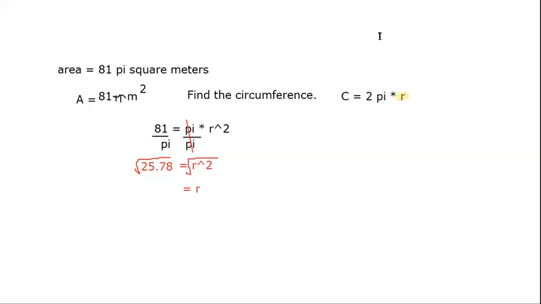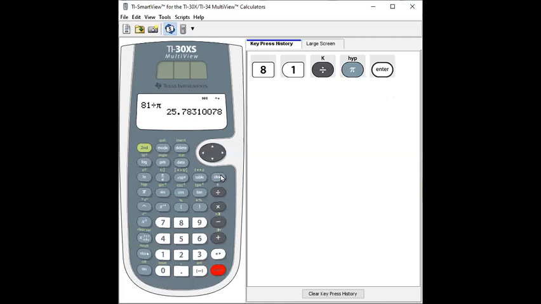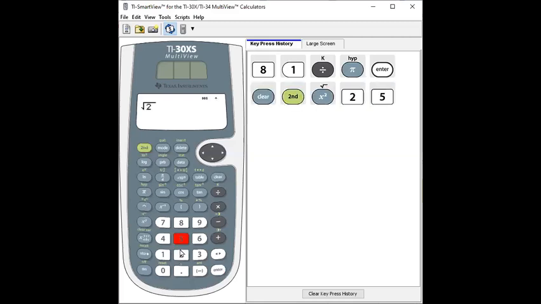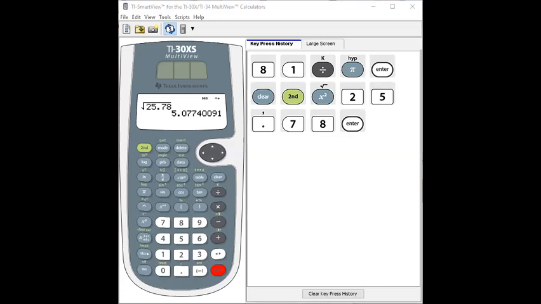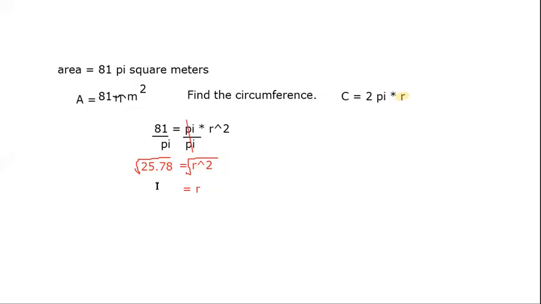Let's see what that is. Square root of 25.78. And that's 5.08, maybe 5.1. It just depends on how they want you to round that. So your radius, let's just use 5.08. It's a little closer for our radius. Now let's find the circumference.